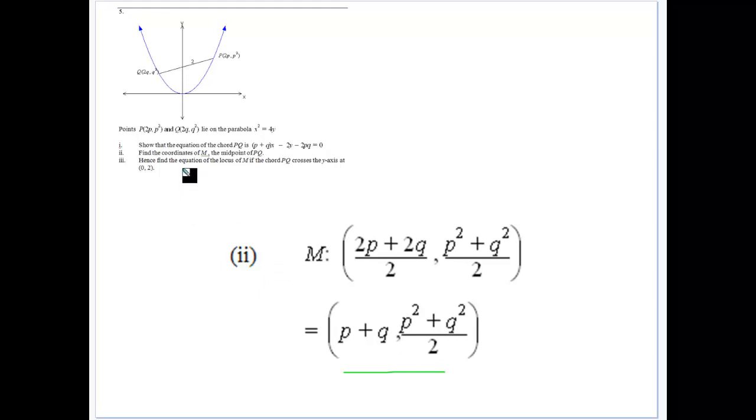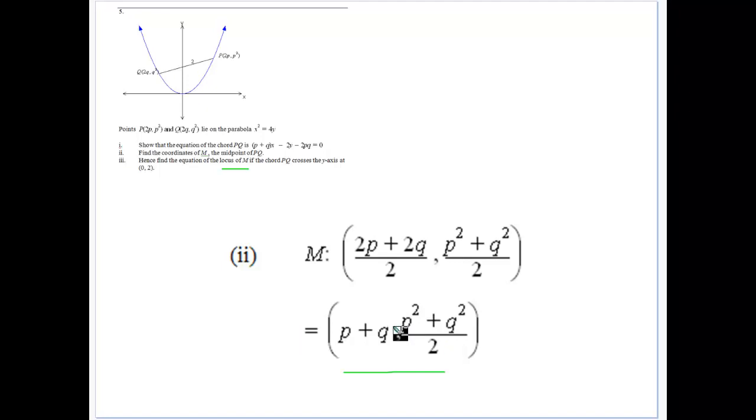Now, here is something we haven't done. The next thing we want to do is find the equation of the locus of M. So basically, as P and Q move, then the midpoint will also move. So as P and Q move around and you get different chords, M will move as well. Now, M will move according to this rule, because we'll always have the coordinates where we have p plus q for the x coordinate and (p squared plus q squared) over 2.